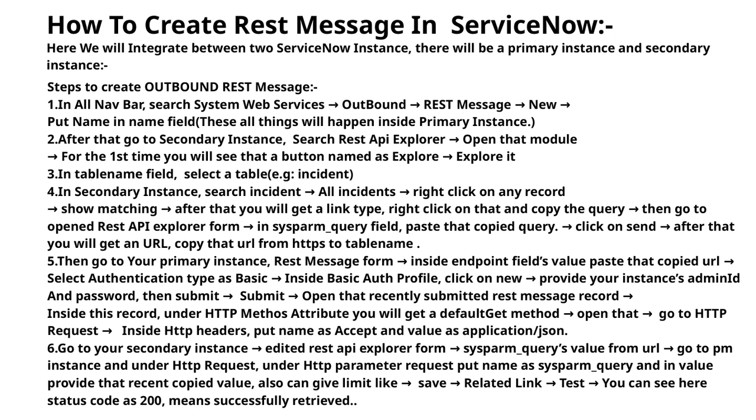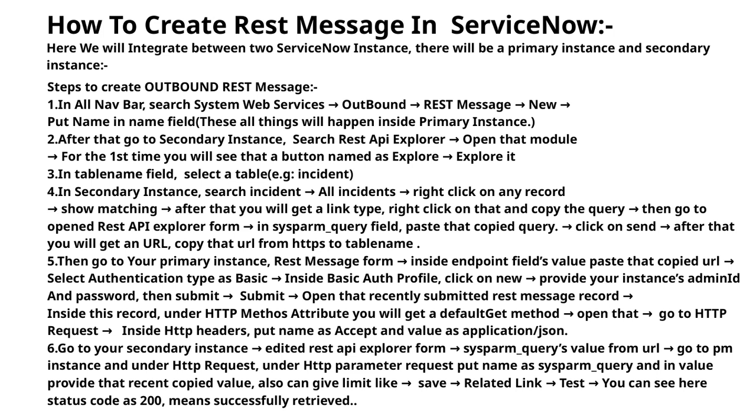Open this, go to HTTP request, and in the headers, add a header with the name Accept and value application/JSON. This ensures your response will be in JSON format. Now return to the secondary instance and update the REST API Explorer form. For the sysparm query value, paste the recent query you copied earlier.